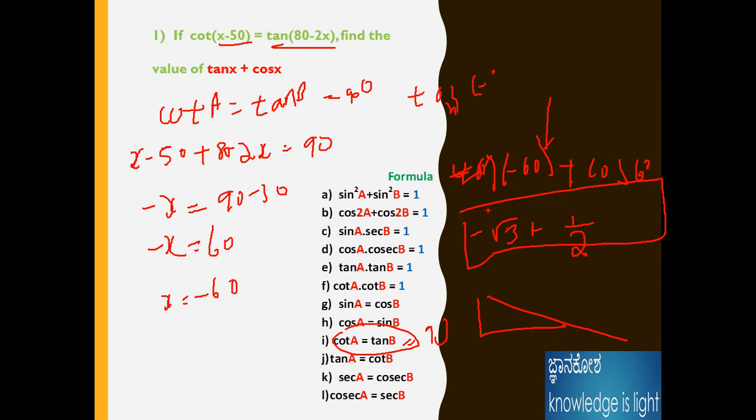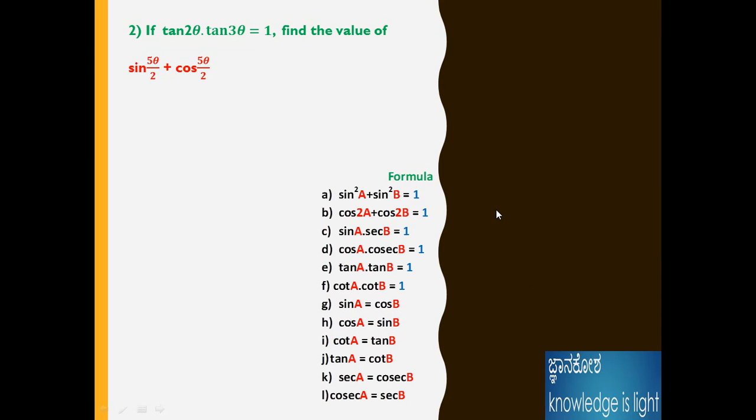Okay, next problem. Tan 2 theta into tan 3 theta is equal to 1. Already I noted down here: tan A tan B is equal to 1, okay, fine, is 90 degrees. Just adding those things, 2 theta plus 3 theta is equal to 90. Okay, theta is equal to 90 by 5, which is nothing but 18. Okay, just apply this logic here.